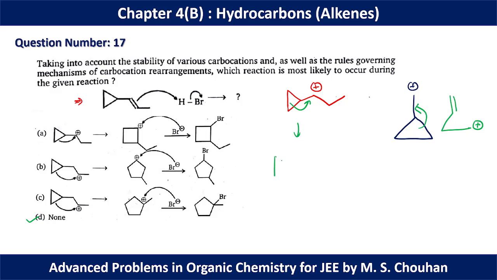We can have a positive charge over here, and finally Br minus will be added to this position, and the final molecule or product should be like this.